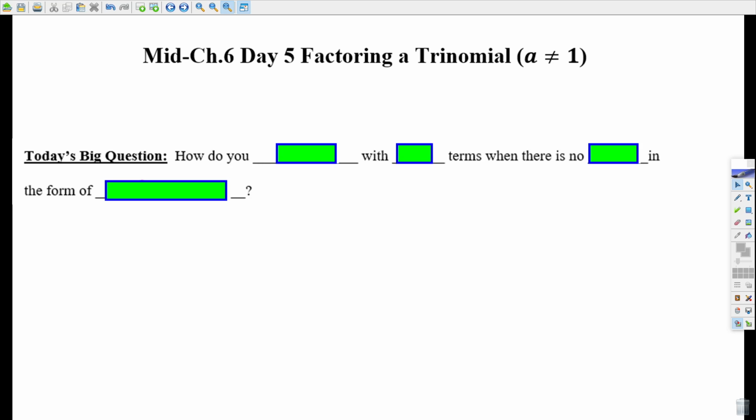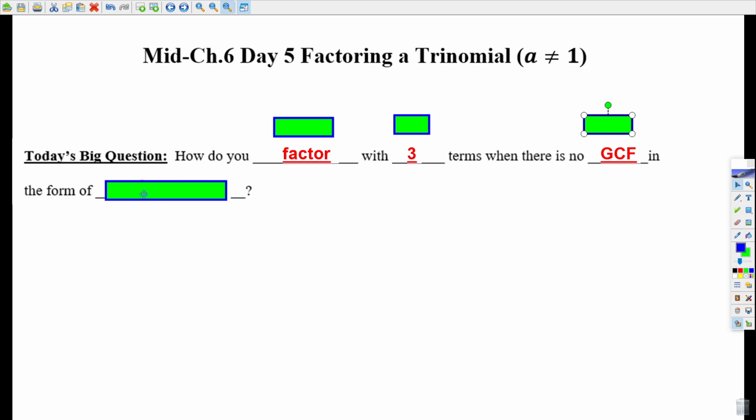We're going to go back to factoring a trinomial. But we're not going to have that a equal 1, so it's going to be a different number out front. Today we're going to look at how to factor a trinomial with 3 terms, but there won't be a GCF to factor out. And again, we're going to go back to the shortcut method. Remember, it had to look like this: ax squared plus bx plus c.